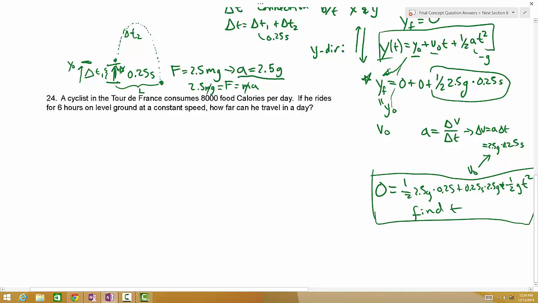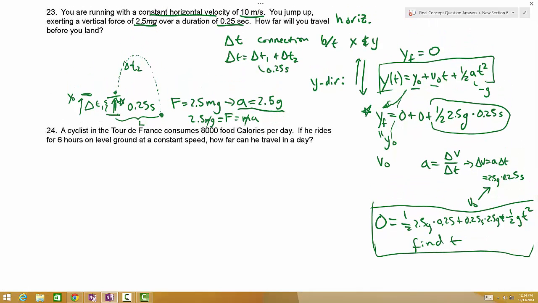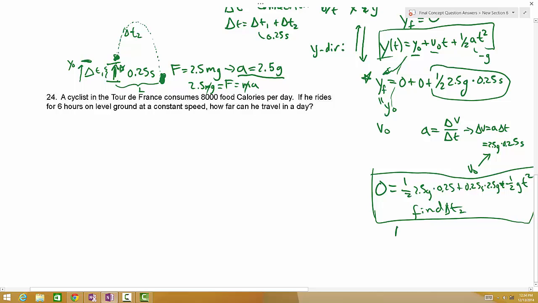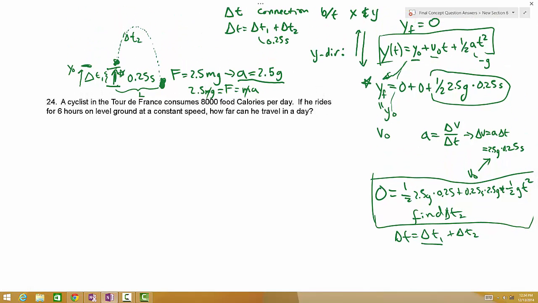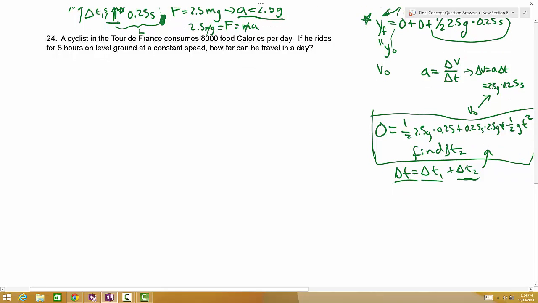Actually, from this you'll find delta t2. This is going to be delta t2 because that's the time to go from here down to here. So then you can use delta t equals delta t1 plus delta t2. Now we know delta t1 is 0.25 seconds, and we know delta t2, so we know delta t. Then we can use x equals the velocity times the time, which is for a constant velocity, and we know the velocity is 10 meters per second, and t is this delta t we've calculated, and we can finally find the horizontal distance.